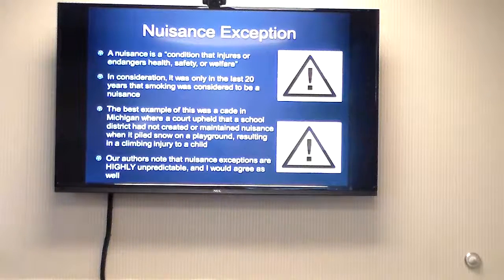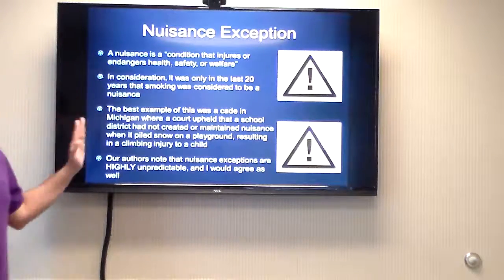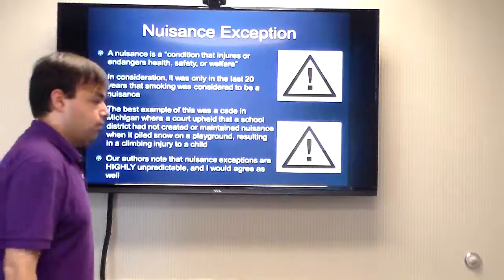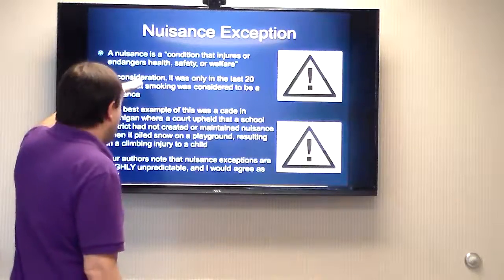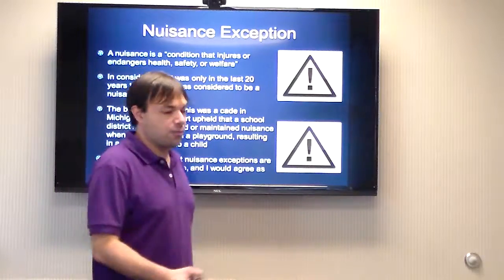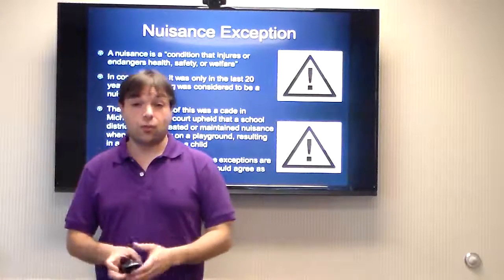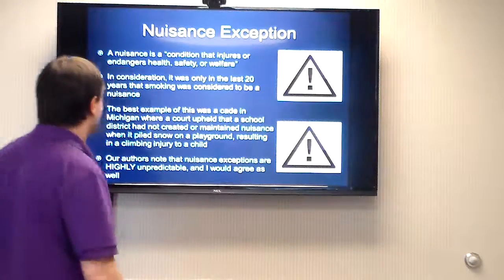So, nuisance is a condition that injures health, safety, or welfare. I think it's noteworthy that smoking was only considered a nuisance in the last 20 years. Another good example of this, a Michigan school district piled snow on a playground, and there was an injury to a child who climbed it. That wasn't a nuisance because it was Michigan and it was snowing like crazy. So these are highly unpredictable, and the authors of our textbook say that determining what a nuisance is and what it isn't is unpredictable, but I think that's worth mentioning.